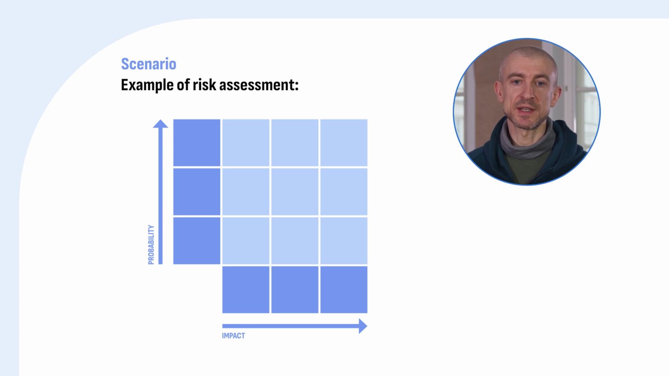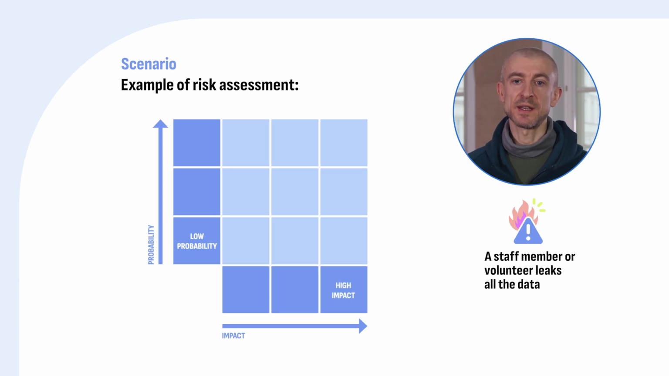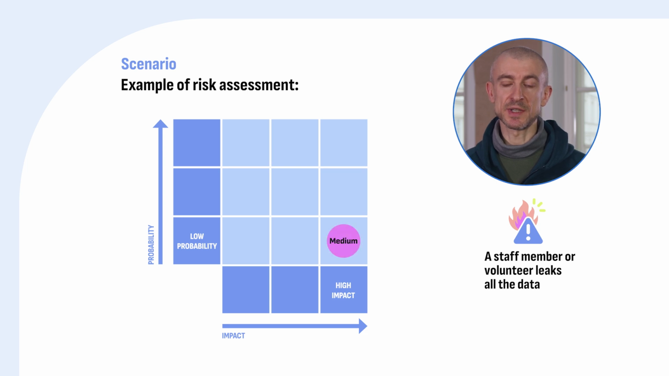Let's now think about how to assess the situation in which one of the staff members or volunteers who have access to the database leaks all the data. Since this has never happened before, and the people who have access to the database are trusted members and volunteers of the organization, we would assess the probability of this threat as low. But the impact in case a leak happens could be assessed as high, like in the case the database is hacked. This is considered a medium risk, with low probability but high impact.